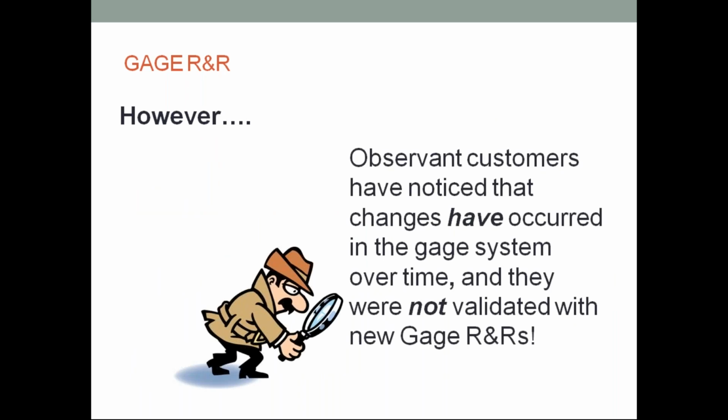However, observant customers have noticed that changes have occurred in the gauge system over time, and they were not validated with new Gage R&Rs. So, for example, you may have used very well-trained people when you did your first Gage R&R, and now the gauges are being used by temps. That is a significant change. You should have a Gage R&R that proves that people with a different skill set are capable of using that same gauge with the same success.